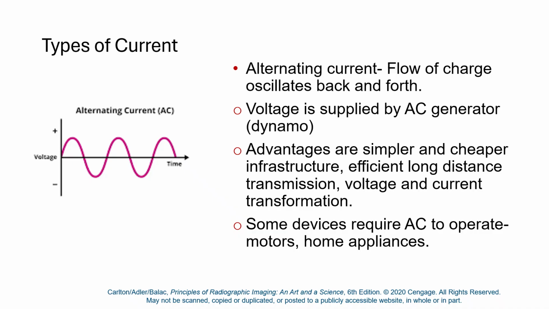Voltage and current can also be transformed by transformers, and so you can modify the voltage and current much more simply and easily. Transformers also invented by Michael Faraday. Okay. Some devices require AC to operate, specifically motors. In fact, your alternator in your car, it's part of your car that recharges your battery, is an alternating current device. It is an AC generator.